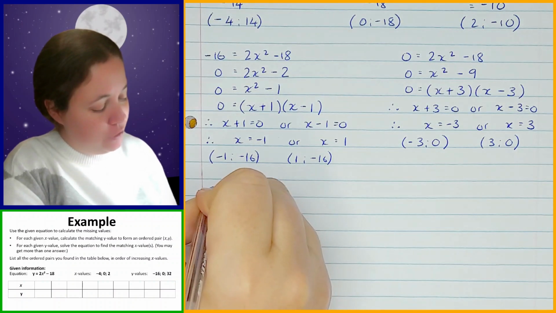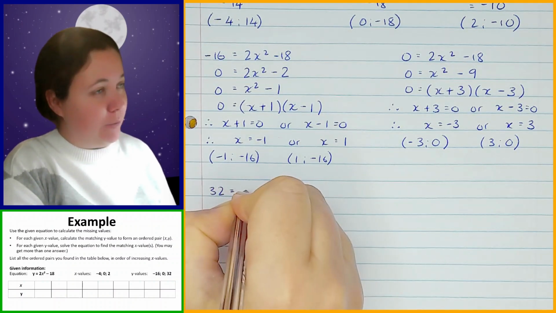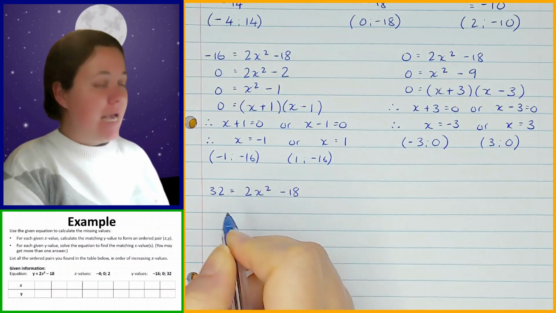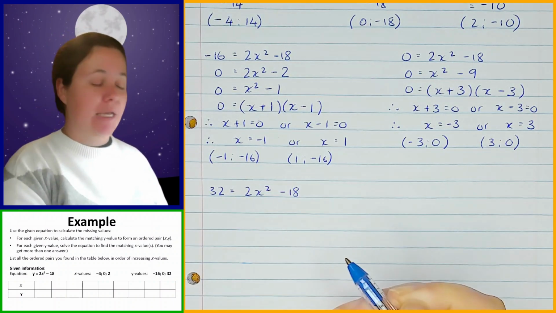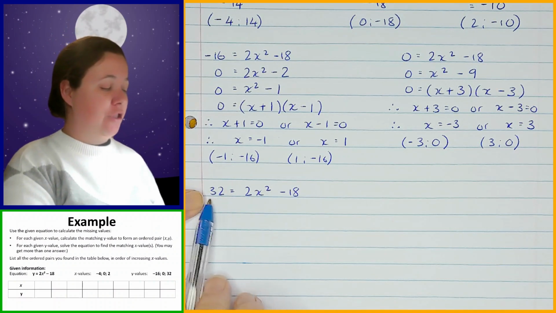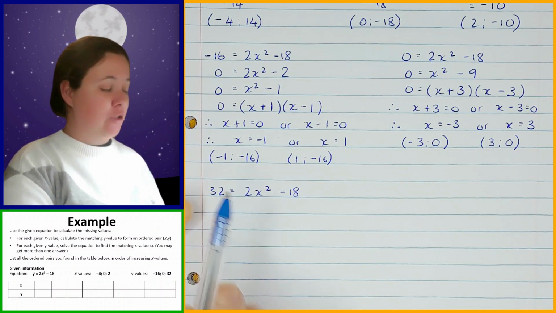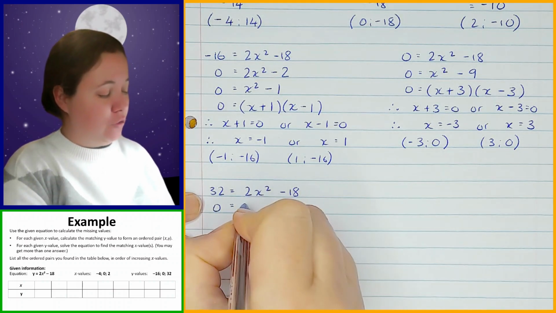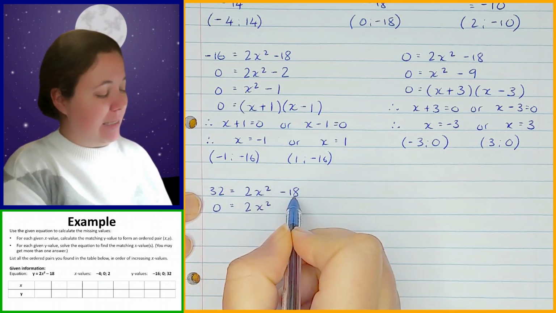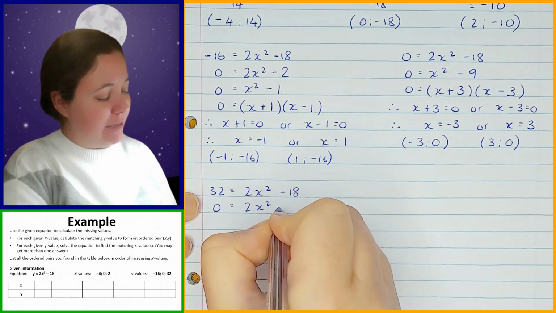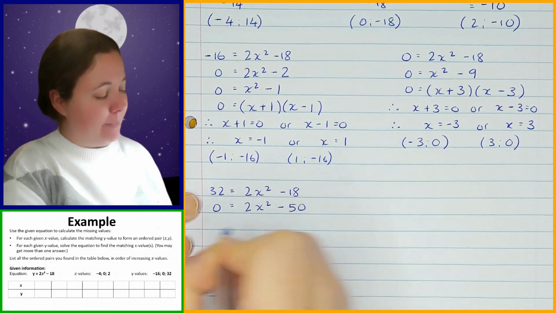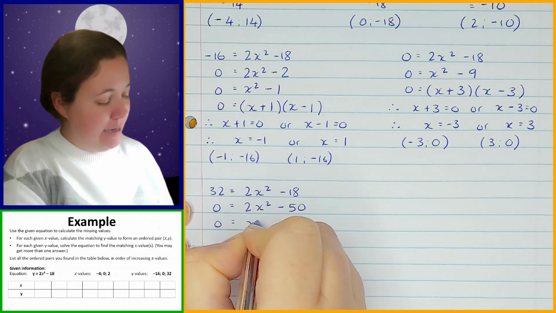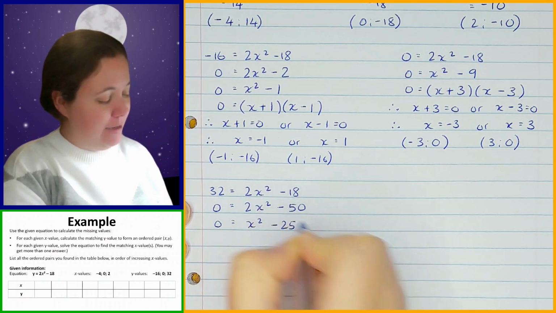Okay, so I've got 32 equal to my equation, which was 2x² - 18. And now we can go and solve for x again. But first, I need to get the 32 away from this side. So I'm going to have 0 equal to, subtracting 32, so that's -18 minus 32. That gives me -50. Again, I need to divide through by 2. So I have 0 = x² - 25.